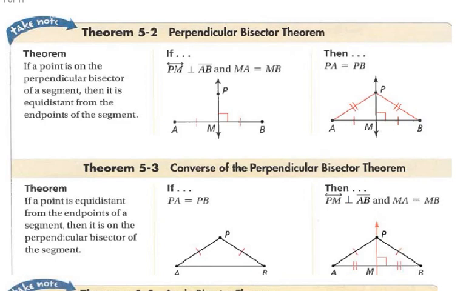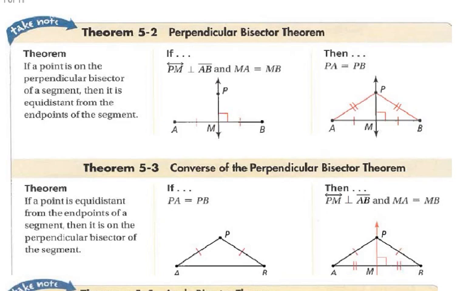So this reads, if line PM is perpendicular to line segment AB, and notice that there's no line segment over this, so when you say it out loud you're going to say the length. So the length of MA, line segment MA, is equal to the length of line segment MB. Notice that this is perpendicular because it comes down at a 90-degree angle and creates a right angle. Not only does it create one here, but it also creates one there.